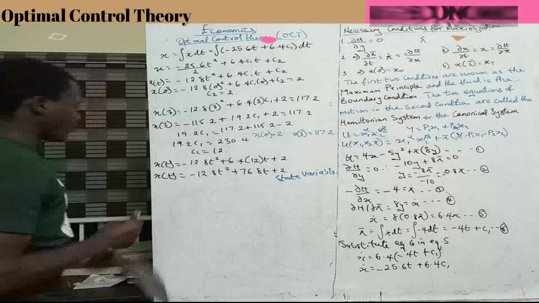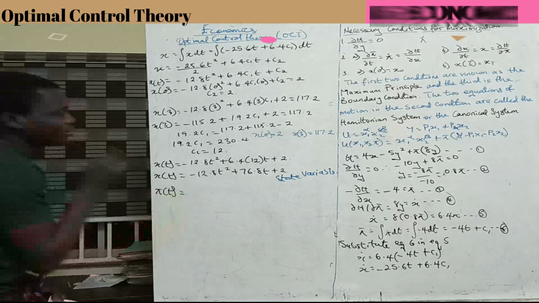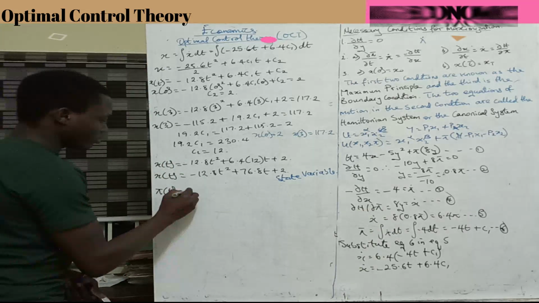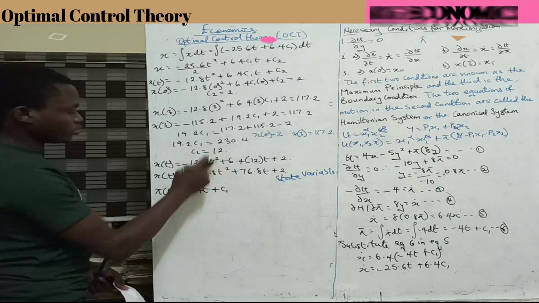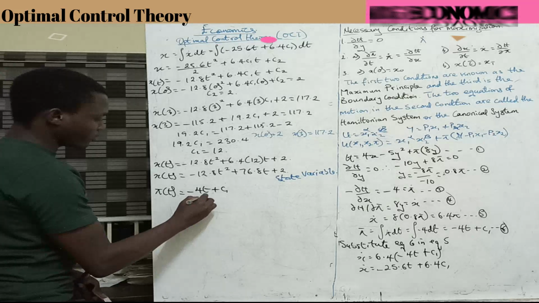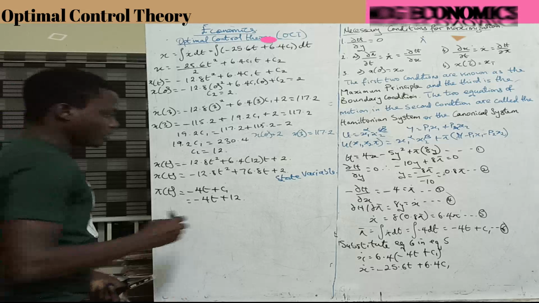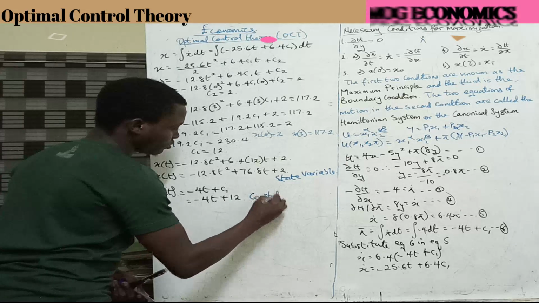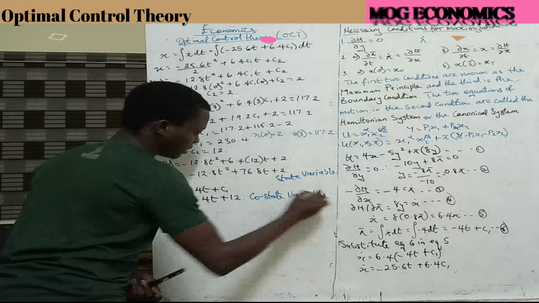So let's look for the co-state variable, lambda of t. You remember that was minus 40 t plus C1. So C1 now is 12. So this is equal to minus 40 t plus 12. So this is our co-state variable.